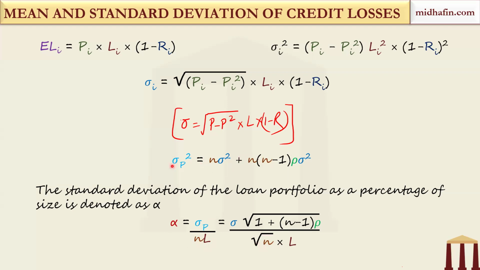Okay, even if you remember only this formula, you know what alpha is. Alpha is nothing but sigma p by NL. You don't need to remember this formula, guys. You just remember this, that's it. And you know this, sigma p square. So sigma p square, and this sigma p by NL is equal to alpha. These three you have to remember from this slide, okay?